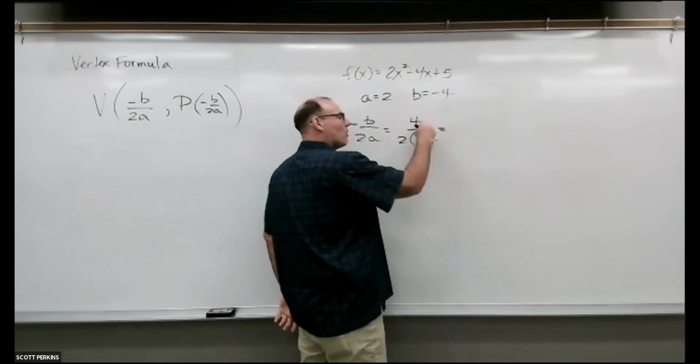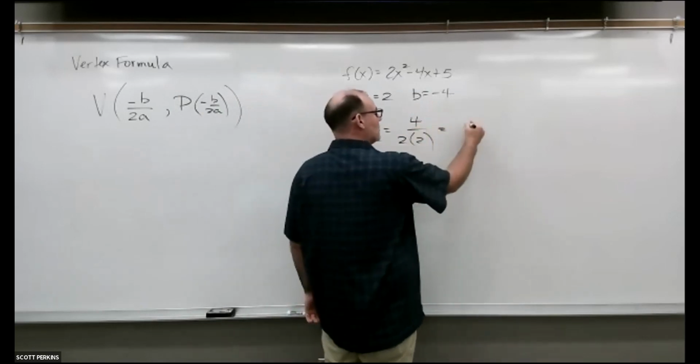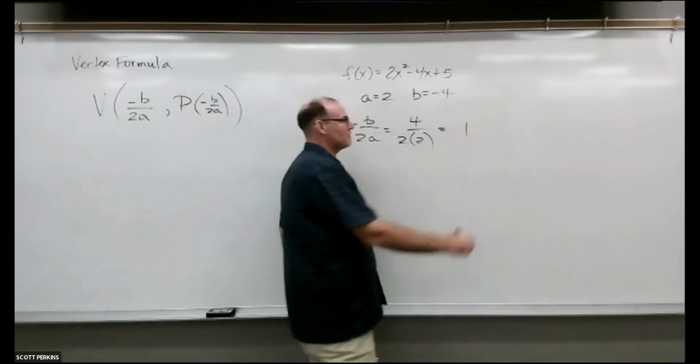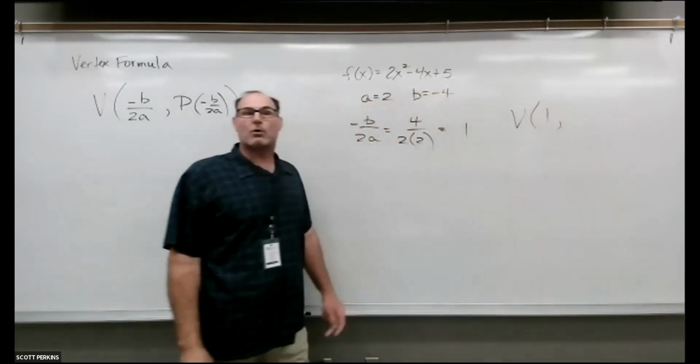And so now I have 4 in the top, I have 4 in the bottom. 4 divided by 4, your calculator will tell you 1. There's my x coordinate of my vertex. So I'm going to come over here, v for vertex, and put my x coordinate. Now I need the y coordinate.